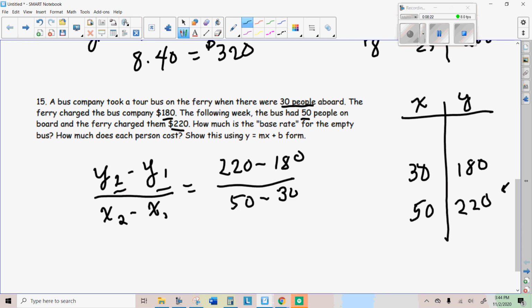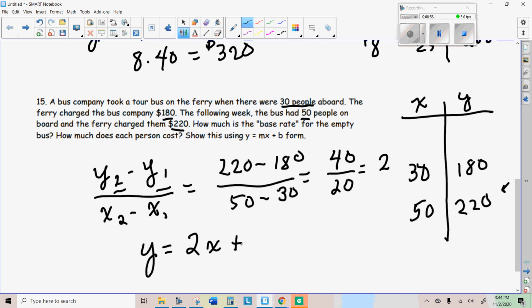That cost is 40. So what we're finding out here is that the additional $40 cost is for 20 more people, which means that's $2 per person. Okay, so now we got the $2 per person part. And then we just have to figure out what the base rate is.